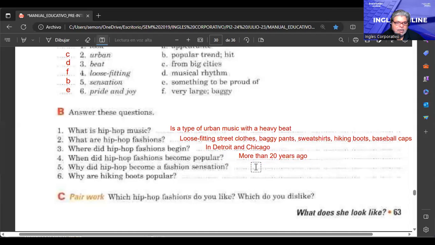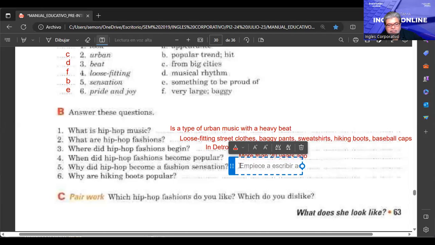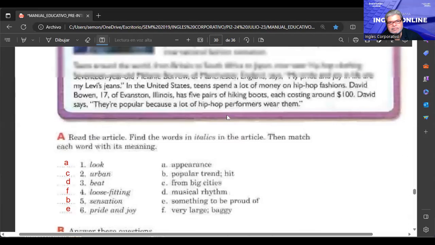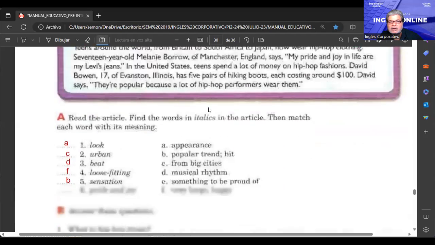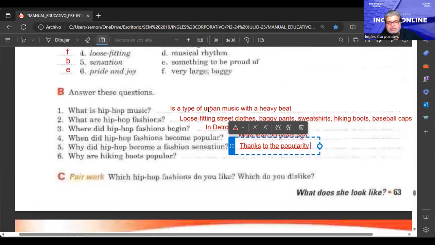Why did hip hop become a fashion sensation? Well, thanks to the popularity of music videos and North American bands wearing this style. No, we're not talking about this. Okay, thanks to what? Popularity of music videos and movies. Okay. And hip hop fashion soon became an international fashion sensation.